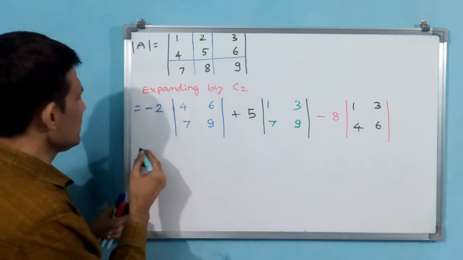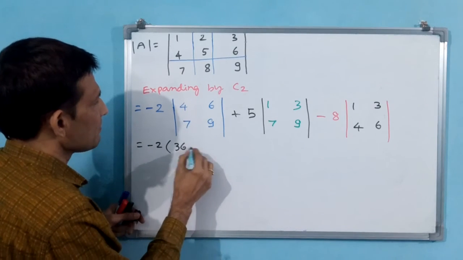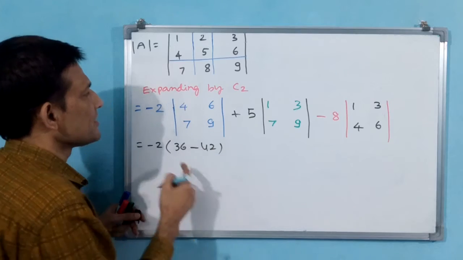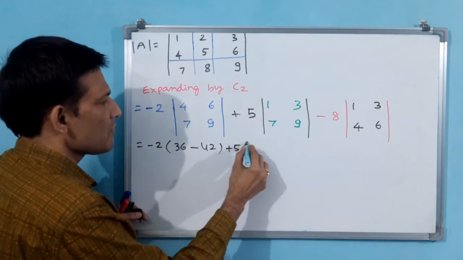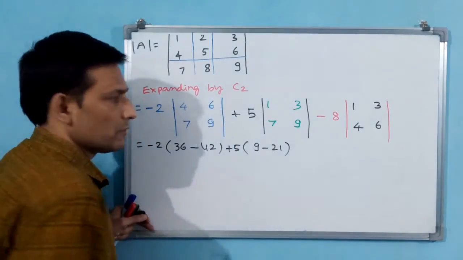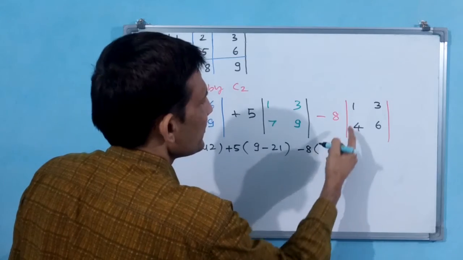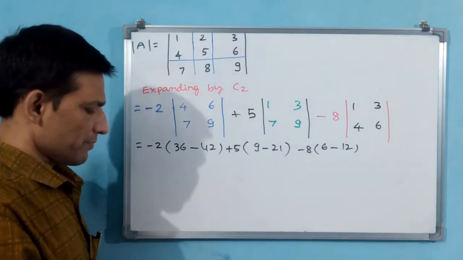Okay. Remaining step you see what I am doing. Minus 2 into 4 9s are 36 minus 7 6 are 42. 36 minus 42, okay, AD minus BC, plus 5 into 9 minus 21, okay, minus 8 into 6 minus 12. Is it okay?